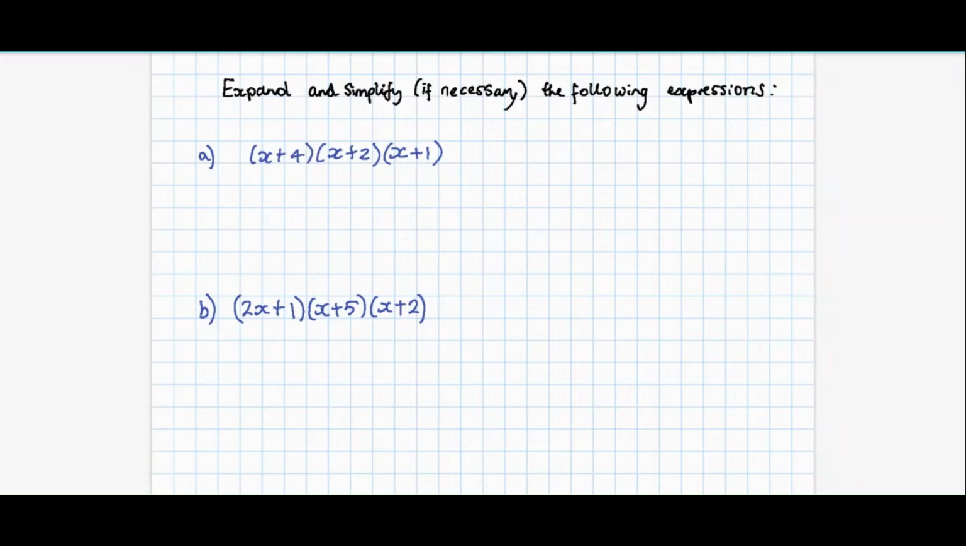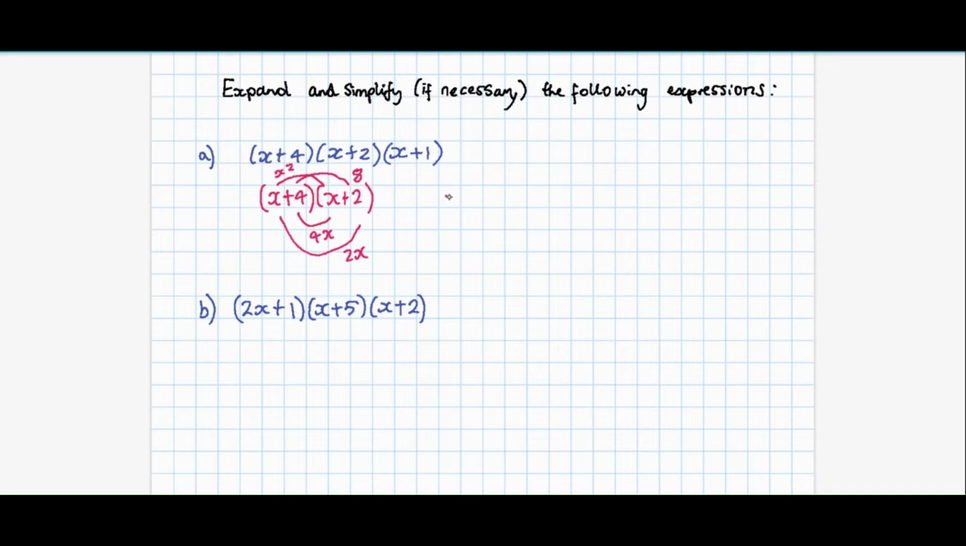So for these next ones, it's the same as expanding and simplifying. But here we've got 3 brackets instead of the 2 brackets. So what we want to do is the same as normal, but we've just got this extra one at the end. So first of all, if we just take the x plus 4 and then x plus 2, and we just expand this bit here. So we do the x squared here, plus 8 here, plus 4x here, plus 2x here.